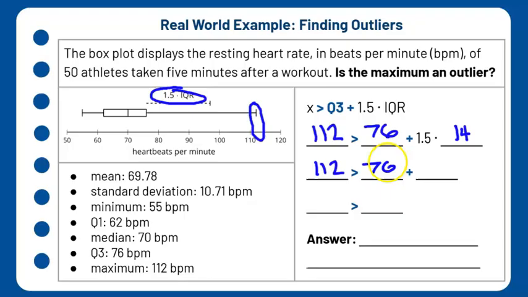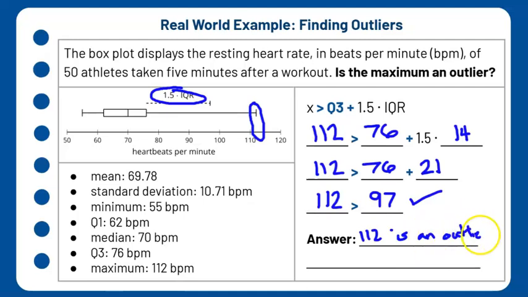112 is greater than 76 plus 21 because 1.5 times 14 is 21. Simplify again. 112 is greater than, add these two together, and we get 97. Yes, indeed. 112 is an outlier because 112 is indeed greater than 97.